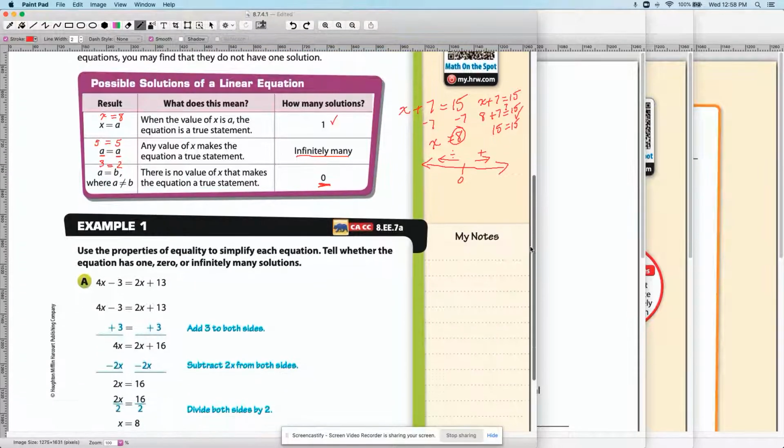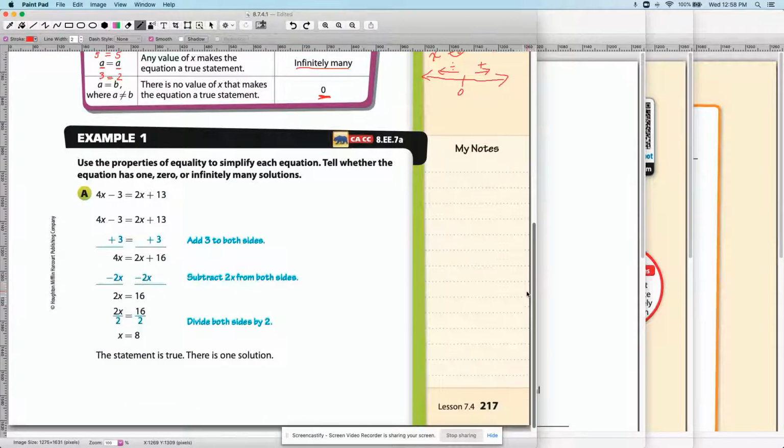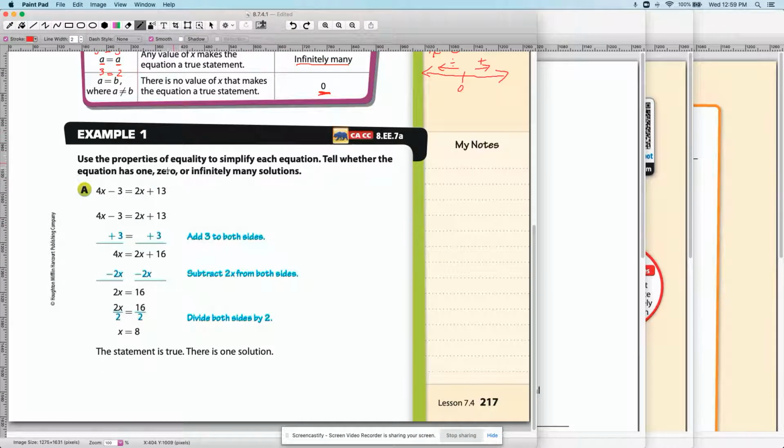So let's look at some examples here. In example 1, part A, we're going to use the properties to simplify each equation. And they did it for us, and this is what we would do. To get rid of this 3, we need to add 3 to both sides. We would then get 4x equals 2x plus 16. We then would need to get rid of the 2x, so we'll subtract that. And we get 2x equals 16. We need to get rid of the 2, so we divide, and we get x equals 8.